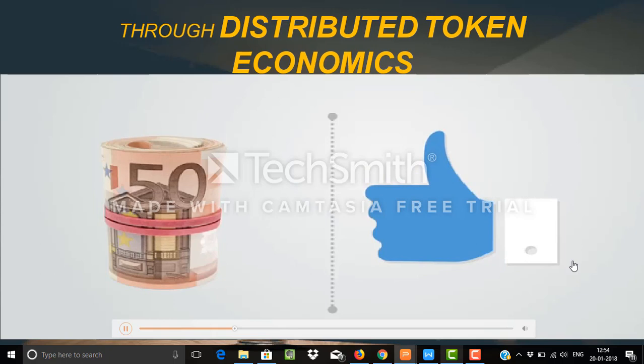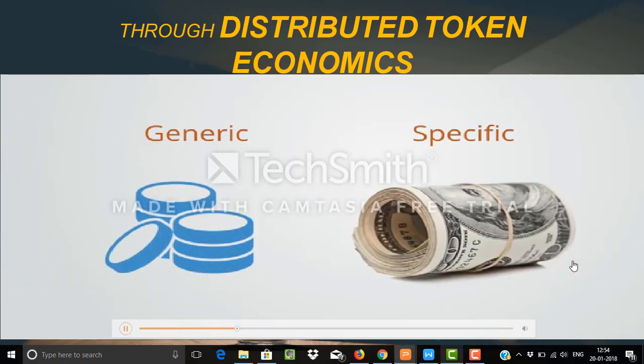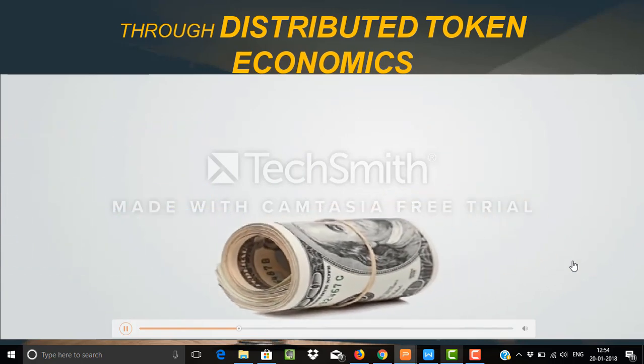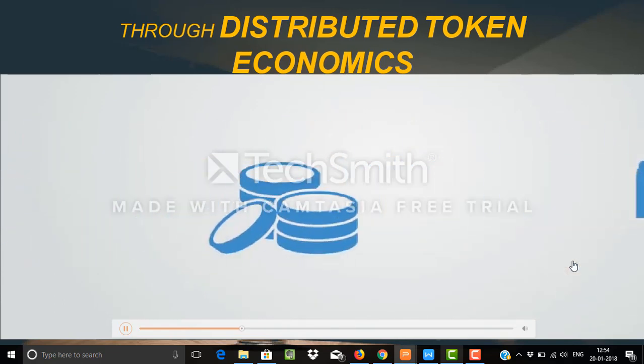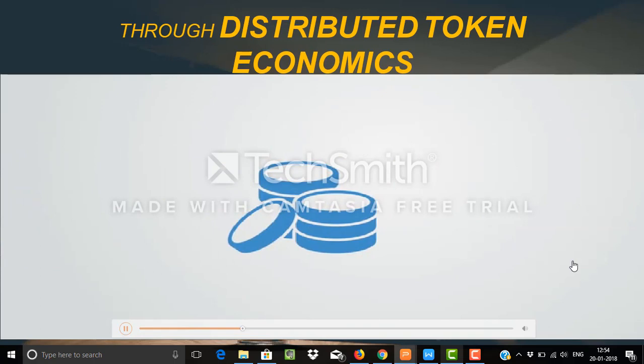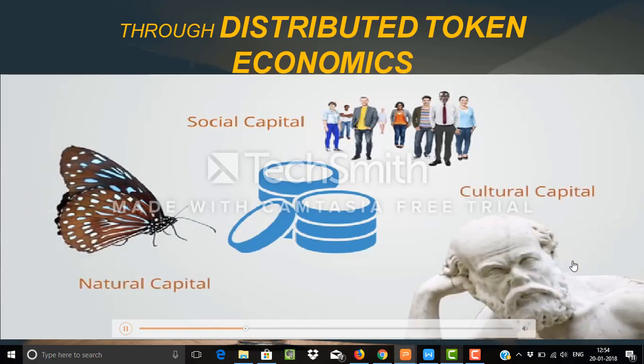A token differs from our traditional monetary currency in that it is more generic. Our existing currencies define a particular type of monetary value, what we call utility, which is based upon the economic logic of the industrial economy, while tokens, because they are more generic, can define a broader set of values: social capital, natural capital, or cultural capital.